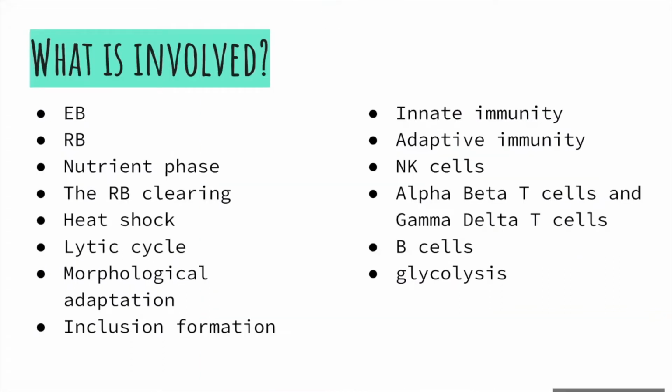So what is involved? You have the EB, which is the elementary body, the RB, which is the reticulate body, the nutrient phase, and how the RB is cleared. Then you go into the heat shock with the lytic cycle and the morphological adaptation, inclusion formation, the innate immunity, as well as the adaptive immunity. You have the natural killer cells, the alpha, beta, and gamma delta T cells, the B cells, and glycolysis.